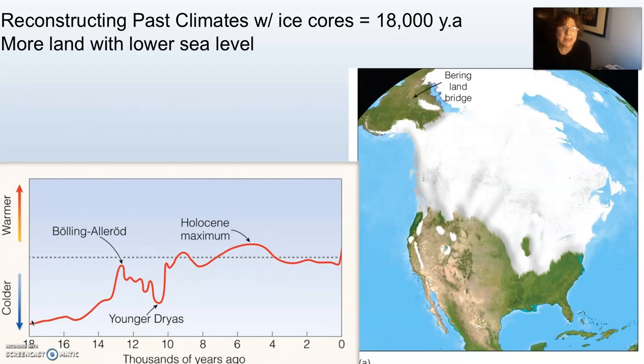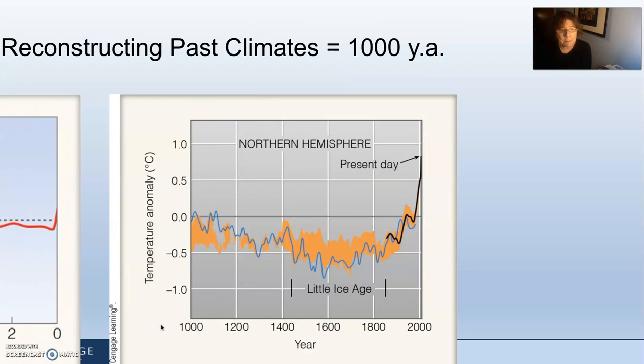During these lower temperatures, the glaciers advanced. During the warmer temperatures, especially Bølling-Allerød, the glaciers retreated and then advanced again during the Younger Dryas. We know this from ice cores.